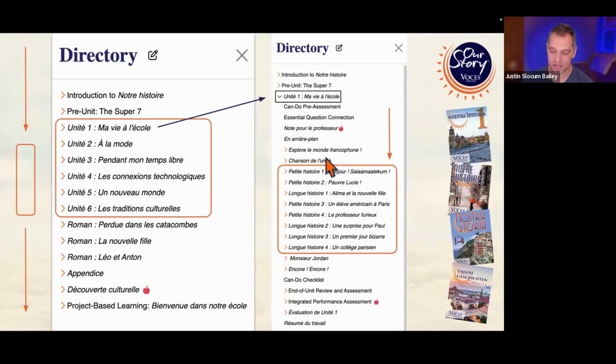There is always an Explore le monde francophone, in this case, Explore the francophone world, and their equivalents in the other languages. And when you expand that, there's content specific to whatever countries are kind of the focus or where the stories are set in that unit. And in French levels 1 and 2, that's always France and 2 other francophone countries. In the Spanish levels 1 and 2, it's always 2 countries where Spanish is a frequently spoken language, including the United States.